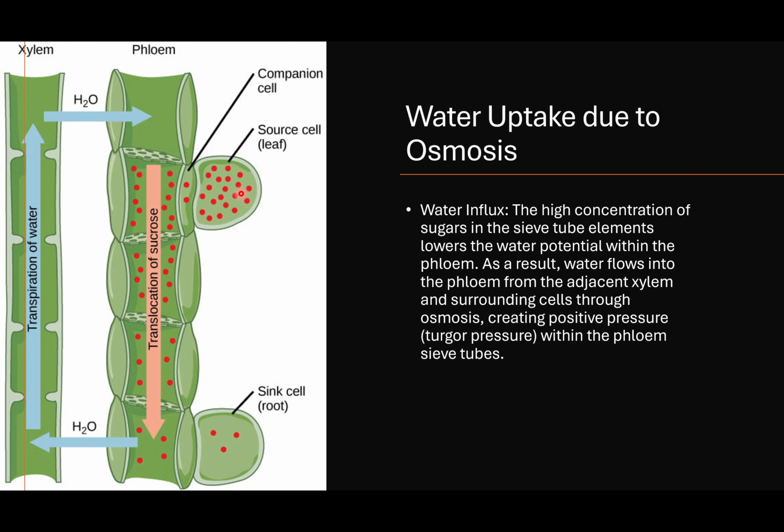So the high concentration of sugars in the sieve tube elements lowers the water potential in the phloem. And we spoke about the components of water potential before, right? As a result, we're going to have water moving into the phloem from the adjacent xylem, right? That makes sense, right?